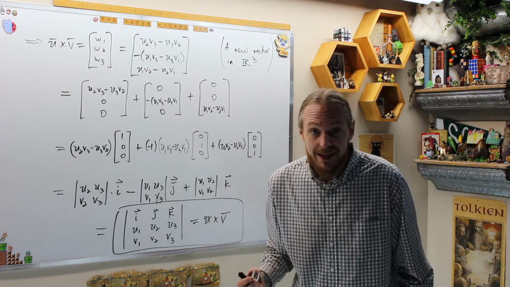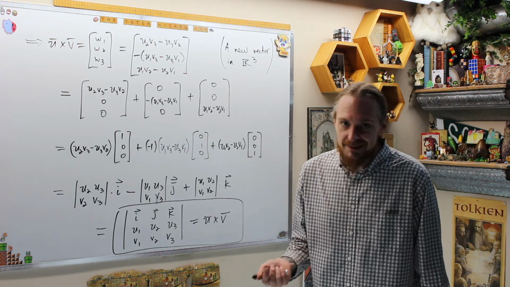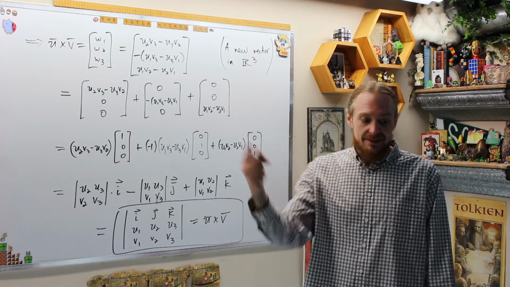The volume of the parallelepiped is going to be the scalar triple product. It is going to have a dot product and a cross product. Let's get to that.